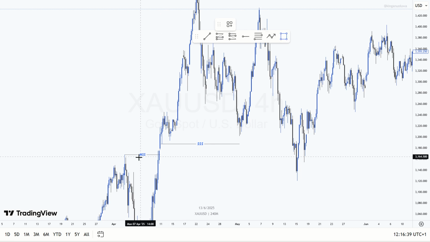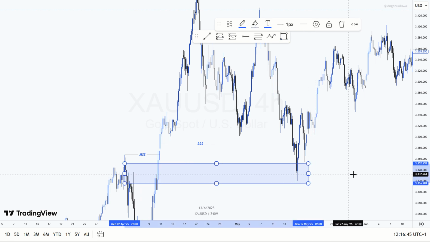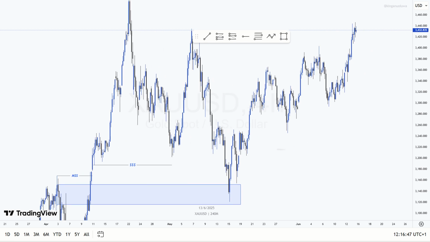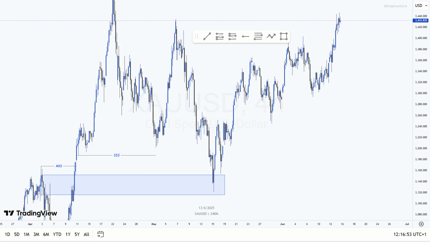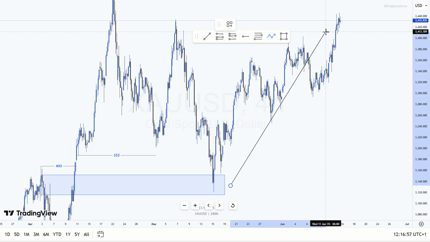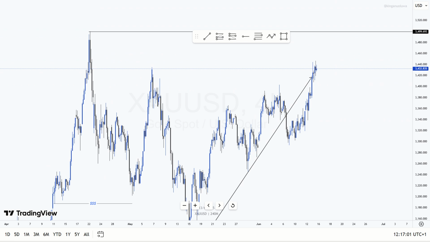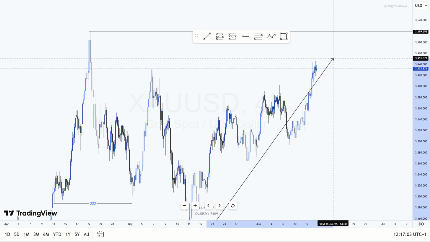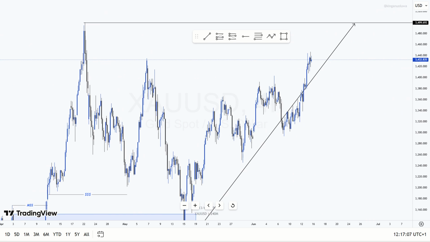And then price did exactly that. So here it is. Price pulls into the breaker block and continues buying. So what do we expect? We expect to look for buys from this zone to this high that price has created. We will look for buys, not sells at all, buys.